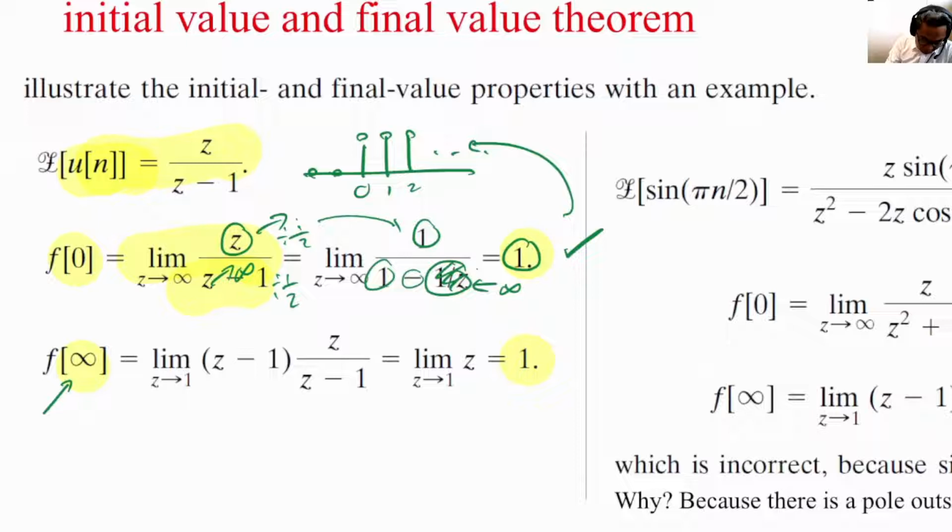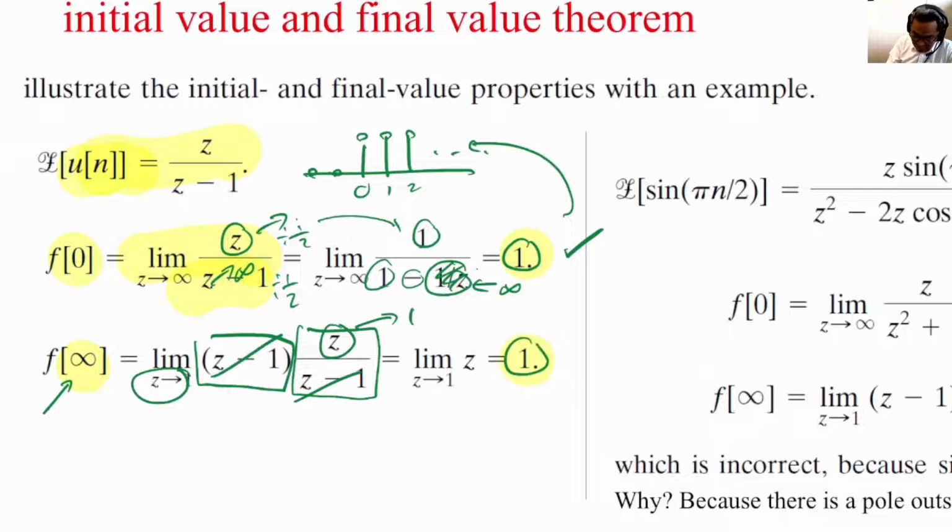What about f(infinity)? Well, we take z minus 1 multiplied by F(z) and let z equal to 1. So what happened? You cancel z minus 1 and you're left with z. You set this to 1, so the answer is 1. So the initial and final value theorem works for this sequence.